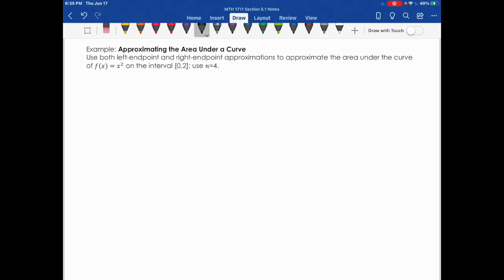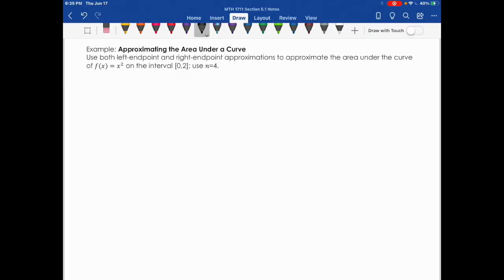So in this example, the question wants us to use both left endpoint and right endpoint approximations to find the area under the curve. We're going to use the function x squared, and we're going to do this on the interval from 0 to 2 using n is equal to 4. So that n is equal to 4 tells us we're going to break it down into 4 subintervals, which also tells us we're going to have 4 rectangles.